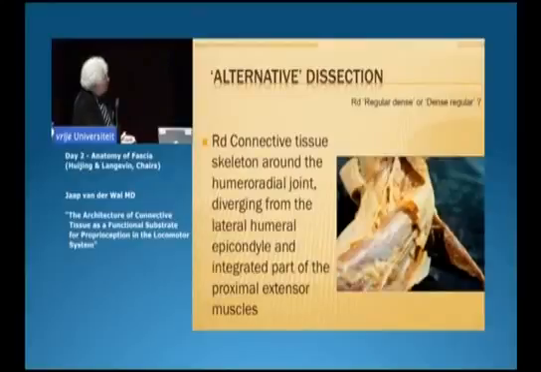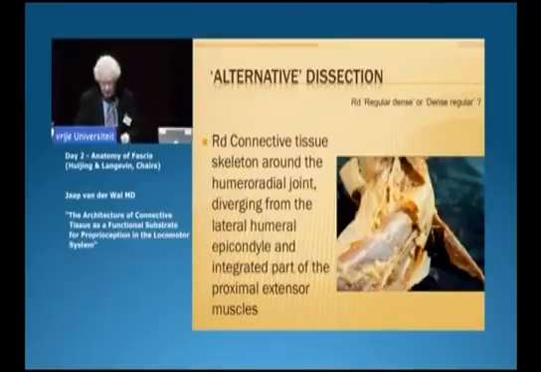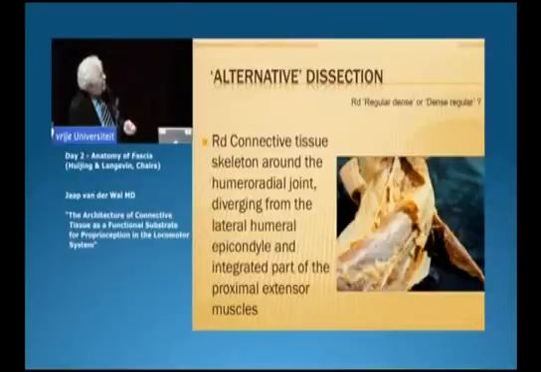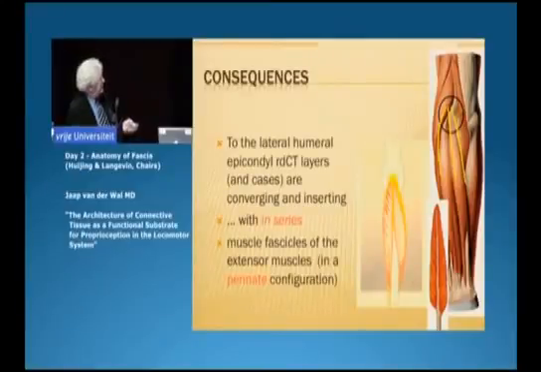Here you see that there are muscle compartment walls and there are intermuscular septa. I will talk about the supinator muscle very soon, and that all converge to that epicondyle. It is a regular dense connective tissue skeleton around the humeroradial joint. And it's converging to the lateral epicondyle, and it's an intricate part of the extensor muscles that are inserting via that. What does that mean for our notion about how the forces are transmitted in this region? The lateral epicondyle has layers of connective tissue converging to it, and in series there are the muscles.